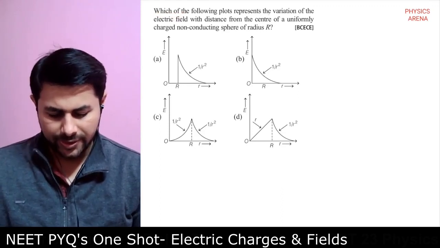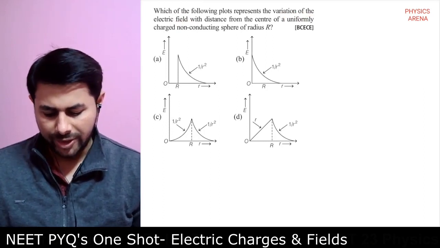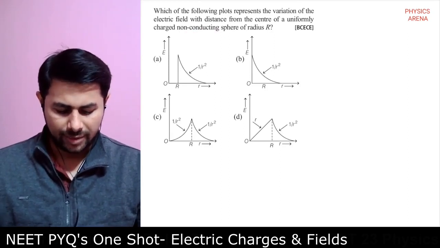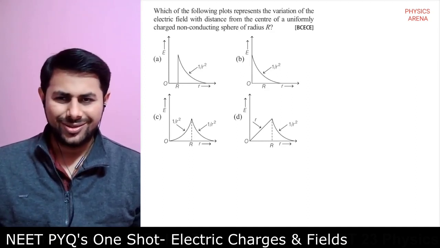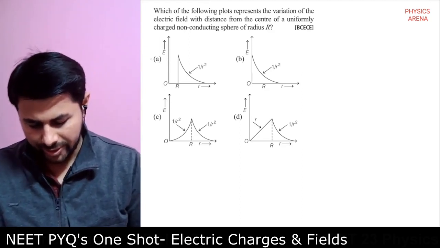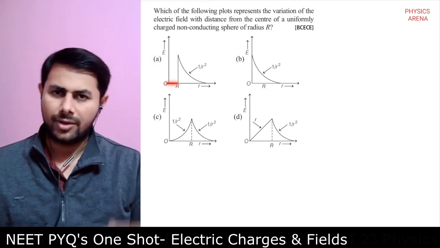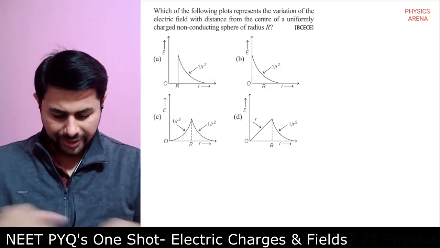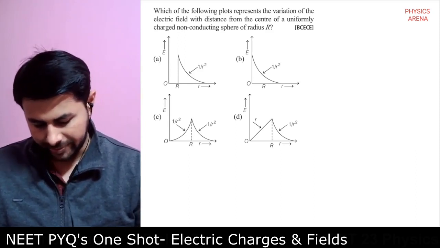Which of the following plots represents the variation of electric field with distance from the center of a uniformly charged non-conducting sphere of radius r? Tell me. It's not a spherical shell. If it was a spherical shell, then the answer would be option A. The electric field inside, that is from 0 to R, is 0. After that, it falls off inversely as R square. But it's a solid sphere. So that's why it's option D.